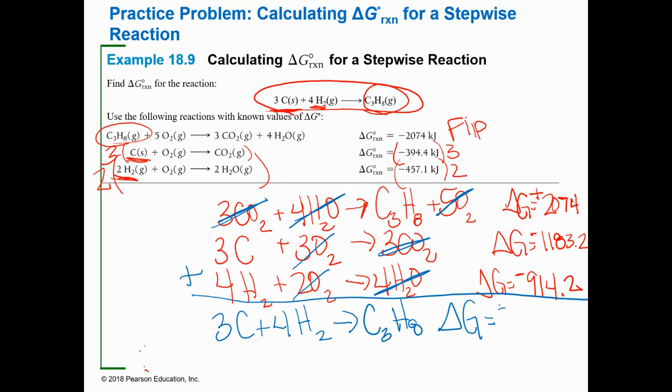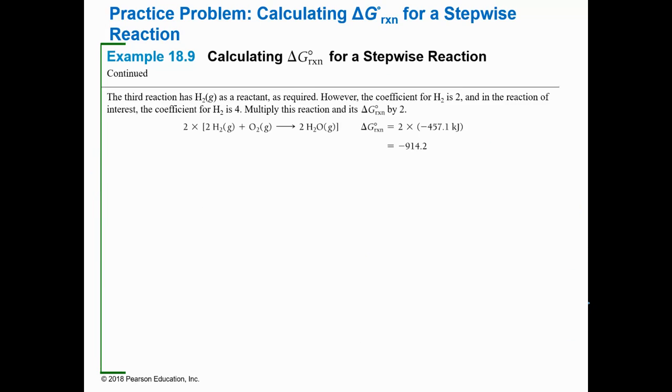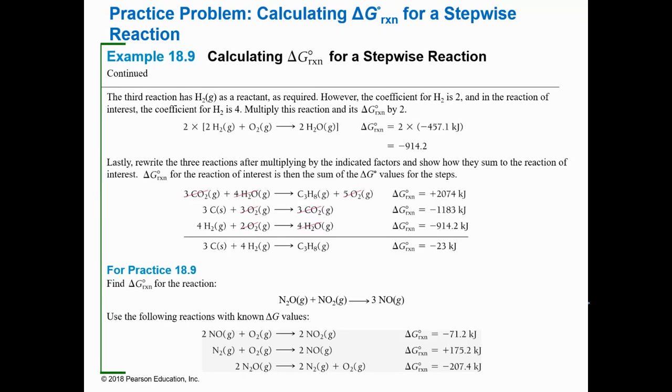And I get negative 23.4. And remember, our unit up here is kilojoules, so I'm going to write kilojoules. Okay. It's fairly easy, but you need to make sure you know what's going on. All right. So it's going to walk us through all of it. Negative 23. There's one more. If you need help with Hess's law, please let me know. There may be one on the test.